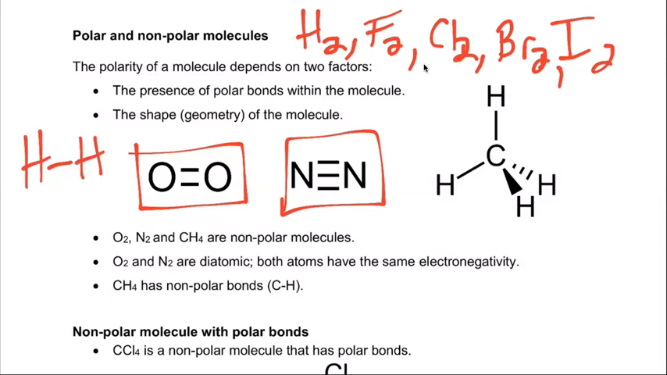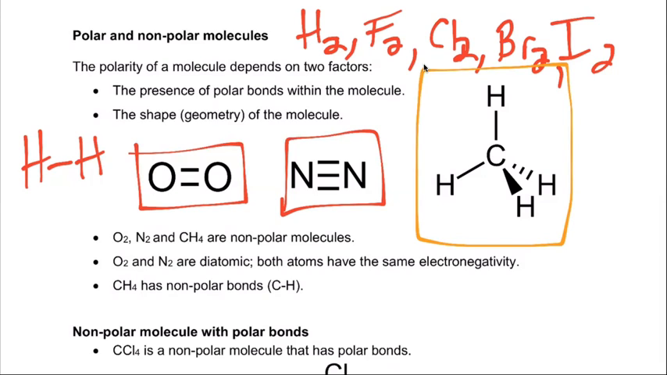Now, we have molecules like this one over here on the right, that is not one bond. This one actually has 4 bonds in it. This is CH4, which is called methane. This is one of our organic molecules that we'll get to later on in our curriculum. But methane is a carbon, single bonded to 4 hydrogen atoms.